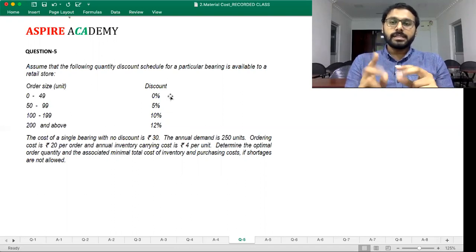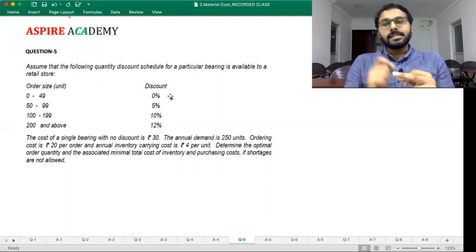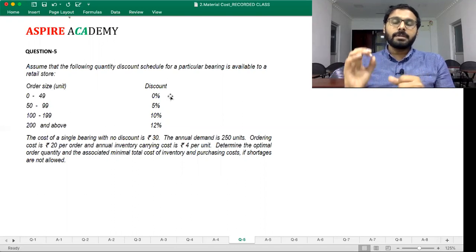Because there are two reasons. One thing is 50 is above my EOQ, or it is equivalent to my EOQ, and when the order size is going to be less than 50, the price of the material is going to remain the same. I'm not going to have any advantage as a price discount. Okay, so the price of the material is going to remain the same. Because of these two reasons, I'm going to start my table from 50.